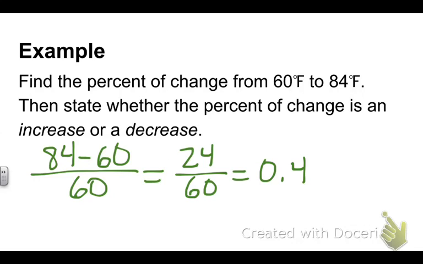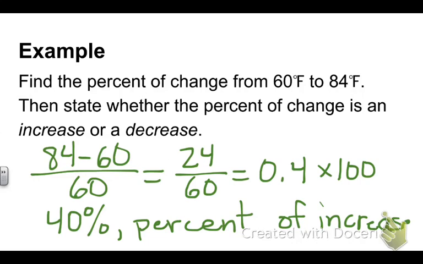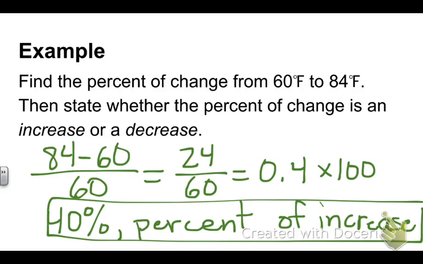Look back at the formula. Look back at what you're being asked. You're trying to find the percent. To find percent, then you need to multiply by 100. Change that decimal to a percent. It is not 4%. It's going to be 40%. And now, because that percent is a positive number, that means it is a percent of increase. Okay?